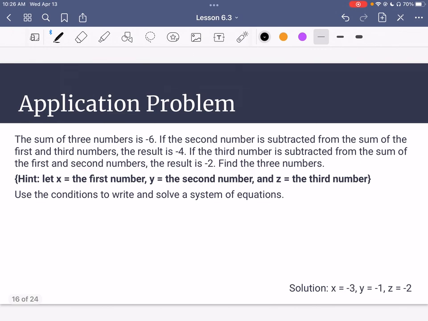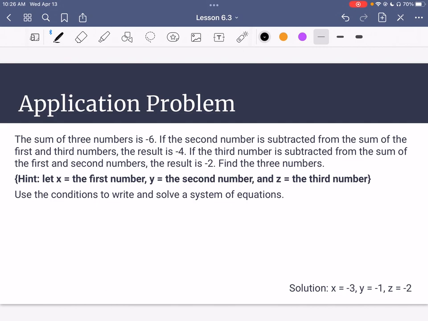Okay, the last problem that we're going to do is an application problem because, again, oftentimes with systems of equations, including ones with three variables, this can be really, really helpful when we have application problems or word problems. So let's go ahead and read it. It says the sum of three numbers is negative 6.